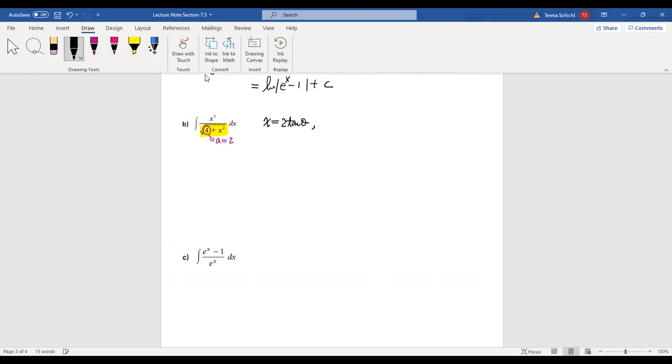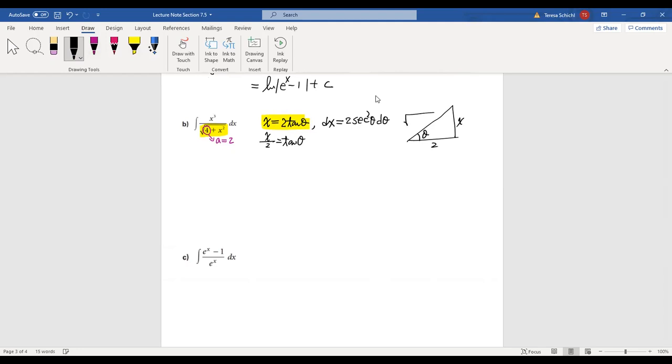And then just follow the same routine. dx is equal to 2 secant squared theta d theta. Then you divide both sides by 2, and this is tangent theta. Do you remember that's what we did? Now you draw a little triangle. The trig substitution is very much the same routine, as long as you find out what your substitution is. So this is the theta, and this is x over 2, right?